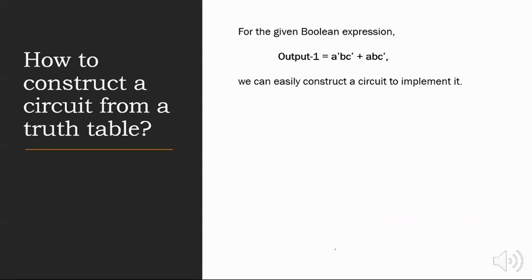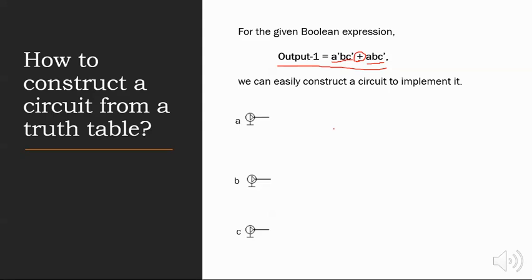For the given Boolean expression, output 1 equals not A and B and not C plus A and B and not C. From this Boolean expression, we know that we need 2 3-input AND gates and 1 OR gate. We can easily construct a circuit to implement it. We first need to draw 3 inputs, A, B, C. And for not A, we need an invert gate or NOT gate. For not C, we also need an invert gate.